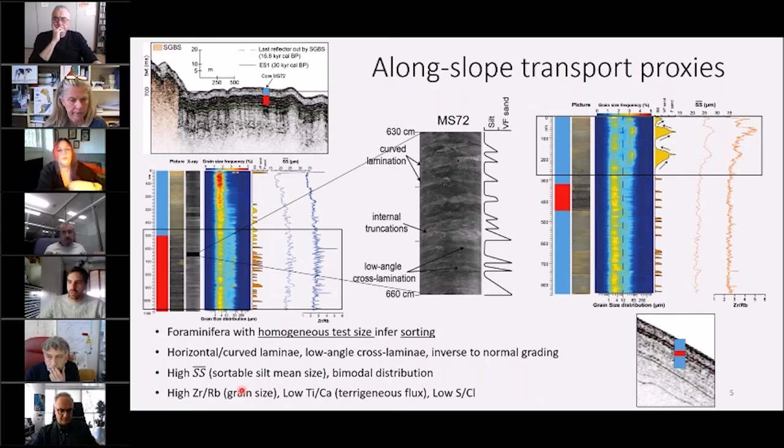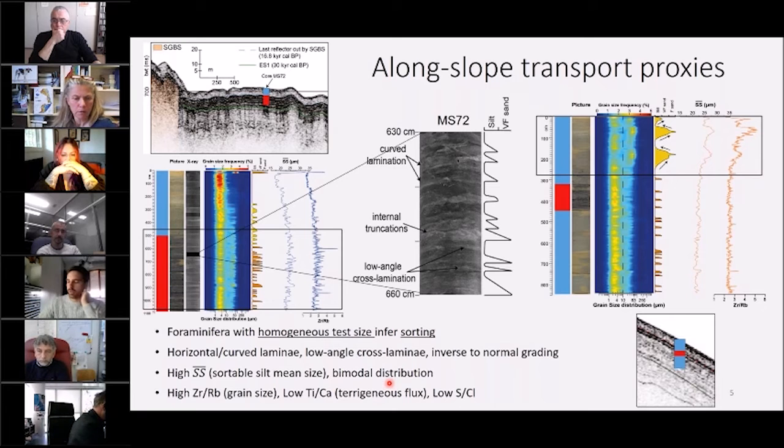We also use different elemental ratios, such as zirconium versus rubidium, and also the terrigenous flux, because we know that when it is pretty low, we tend to have more bottom current sorting.